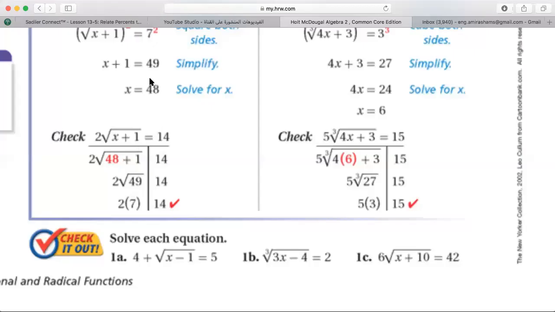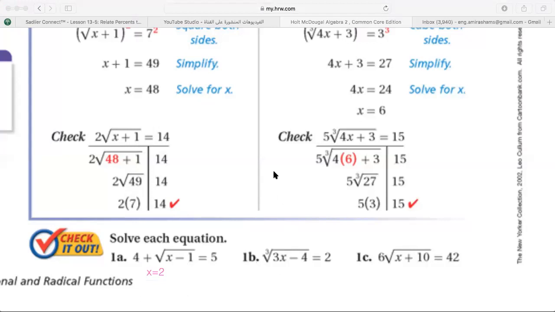Let's go back to the book. So the answer is x is equal to 2. I want to check my answer. Maybe my answer is not correct. So I am going to substitute x by 2. 2 minus 1 is 1. Square root of 1 is 1. 4 plus 1 is 5. So my answer is correct.